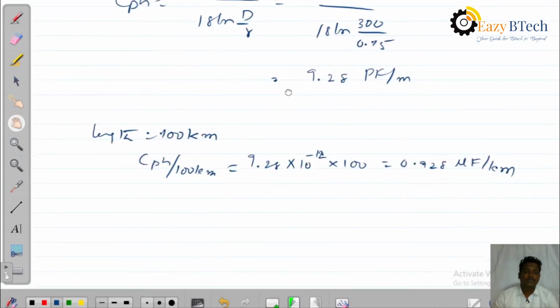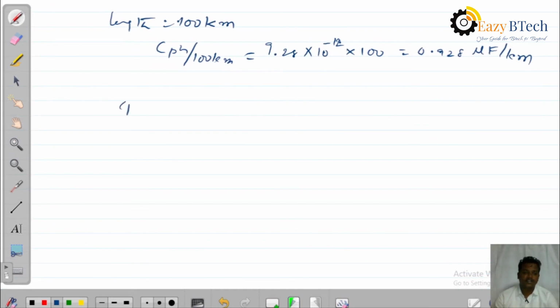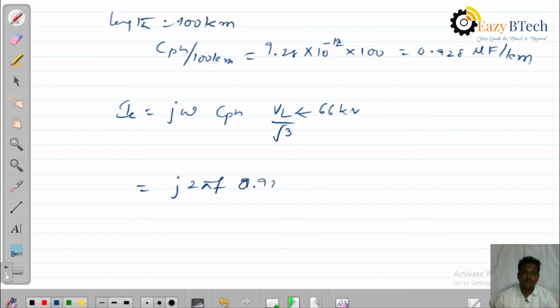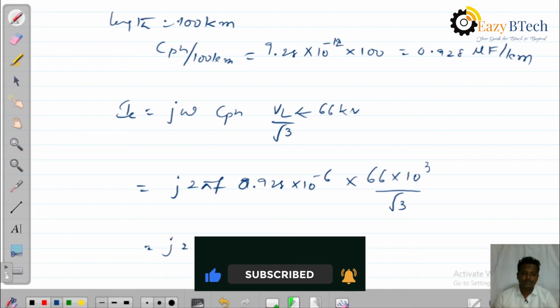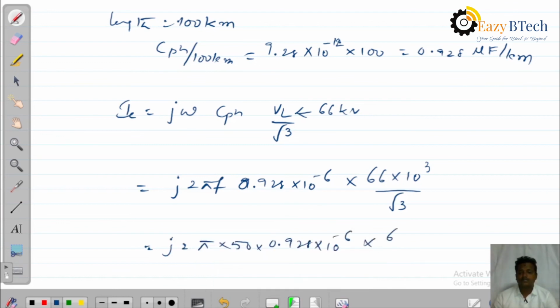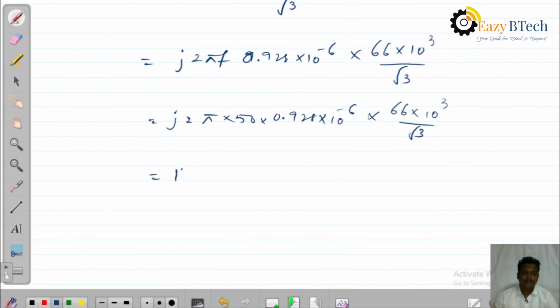Now we go for the charging current calculation. What is the formula for IC? IC equals j omega C phase VL by root 3. Here VL is the given 66 kV, and omega equals 2 pi f. C phase is the given 0.928 into 10 power minus 6. So IC equals j 2 pi into 50 into 0.928 into 10 power minus 6 into 66 into 10 power 3 divided by root 3. The current is 11.11 amperes. So this is the way we calculate the capacitance of a three-phase transmission line with symmetrical spacing. Thank you for watching.